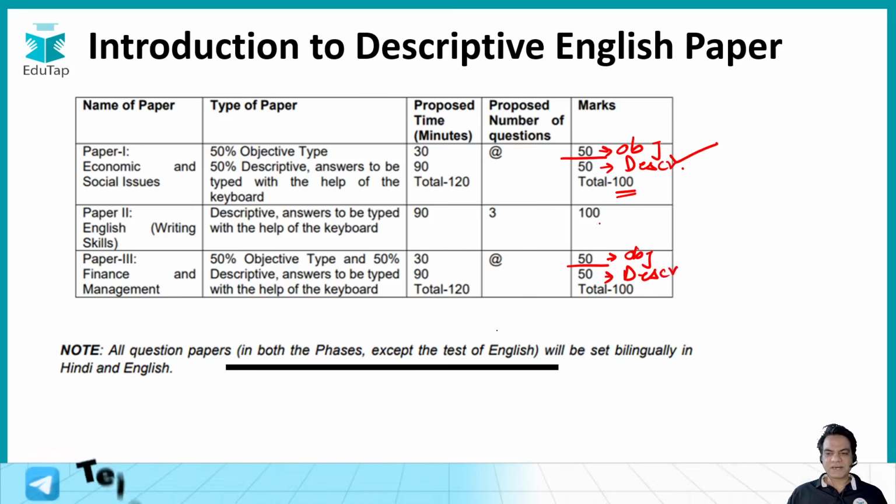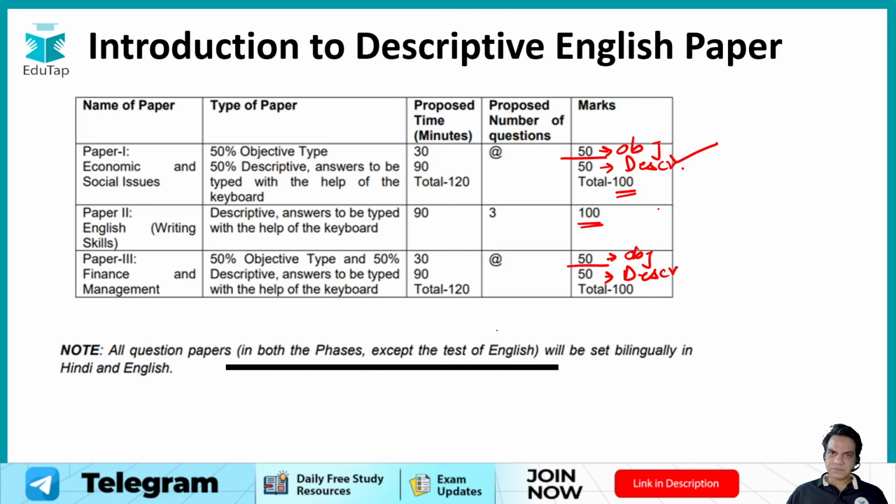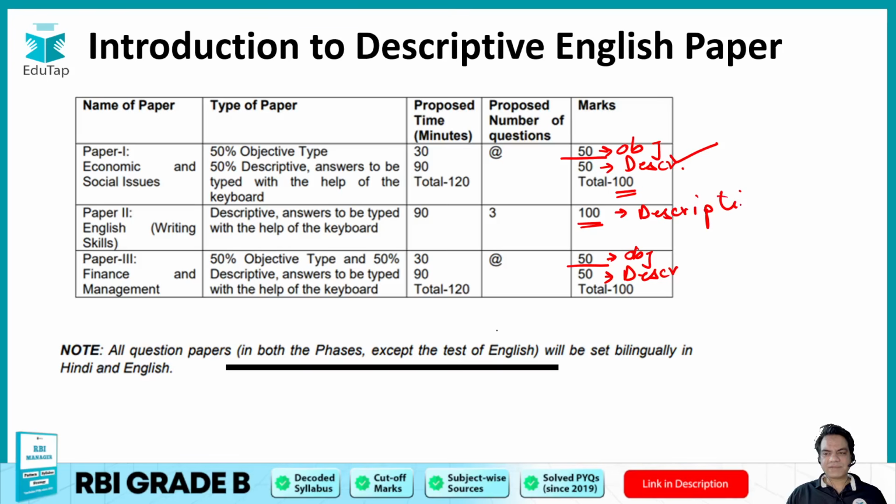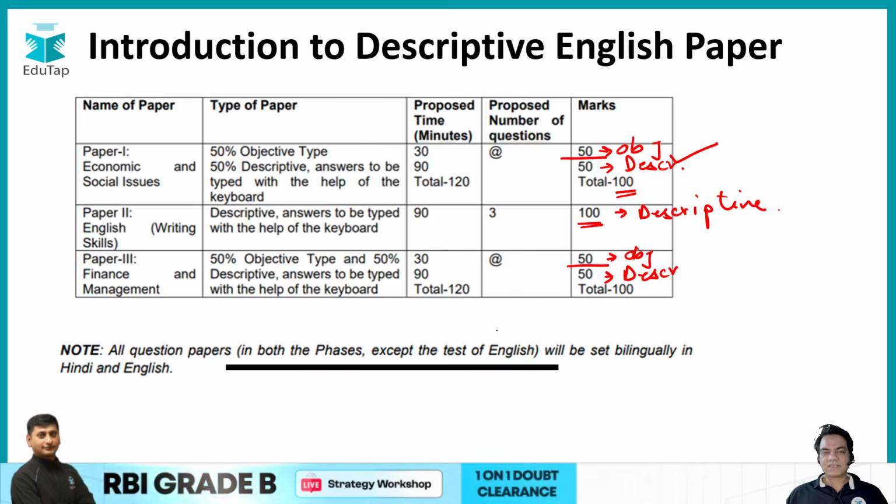But if you understand this, guys, in English, you do not have any objective part. You only have descriptive part for 100 marks. So you'll have to write only 3 answers for 100 marks. And that is why this descriptive paper becomes a game changer in your exam. You write less, but you score more.